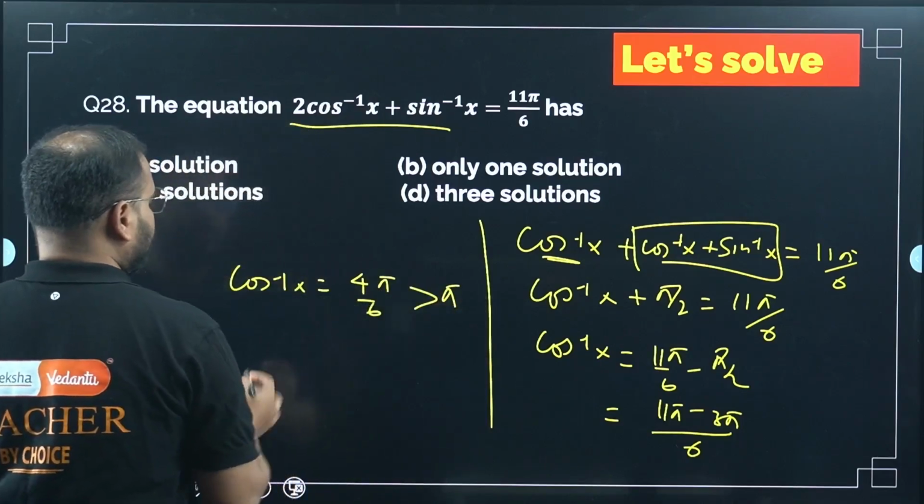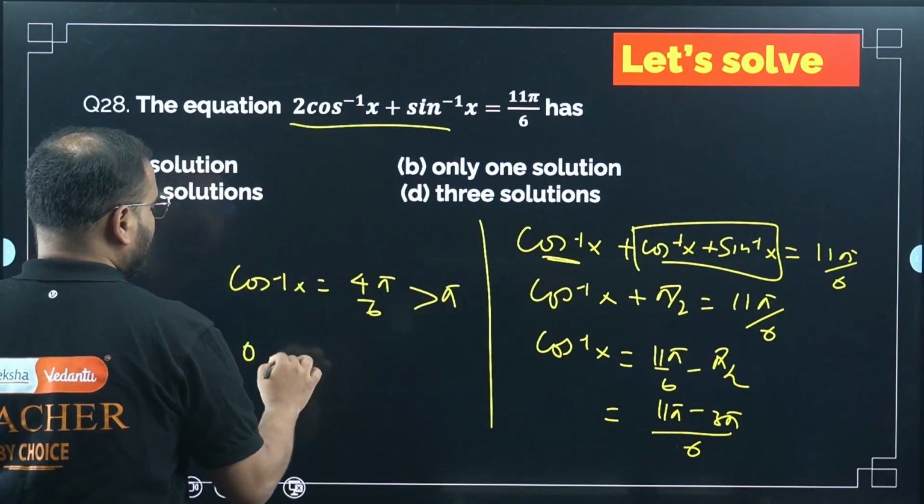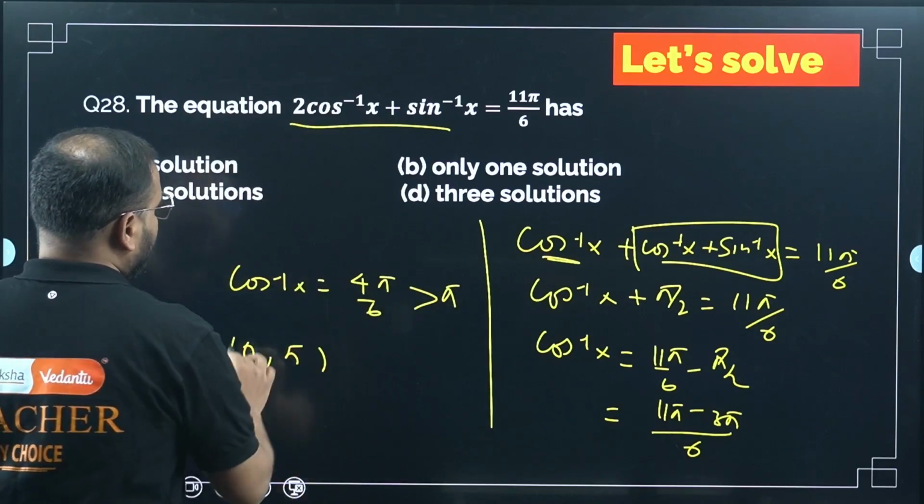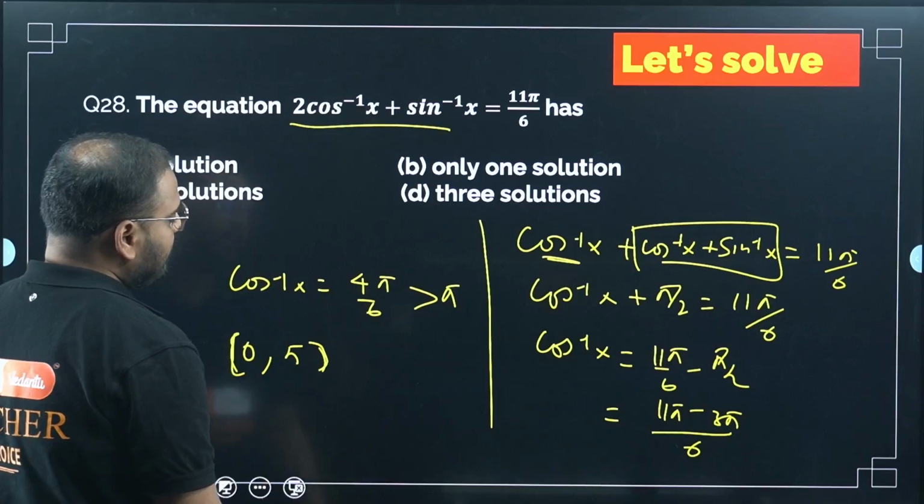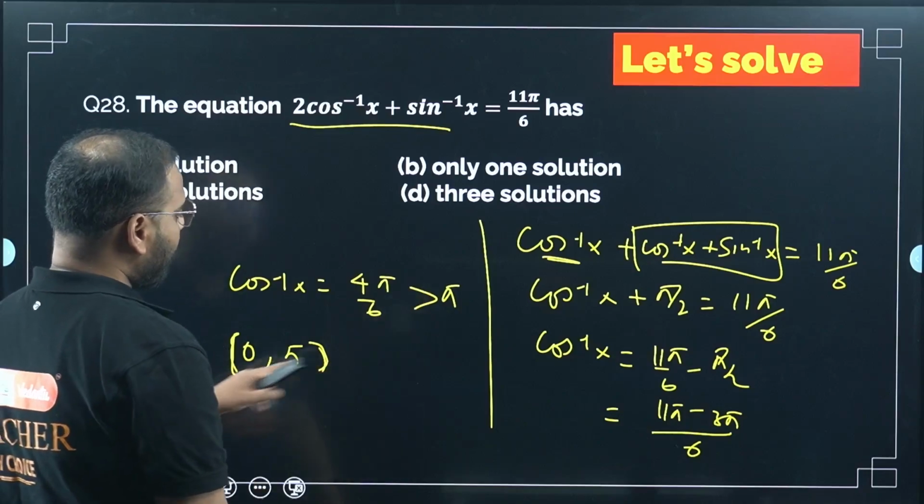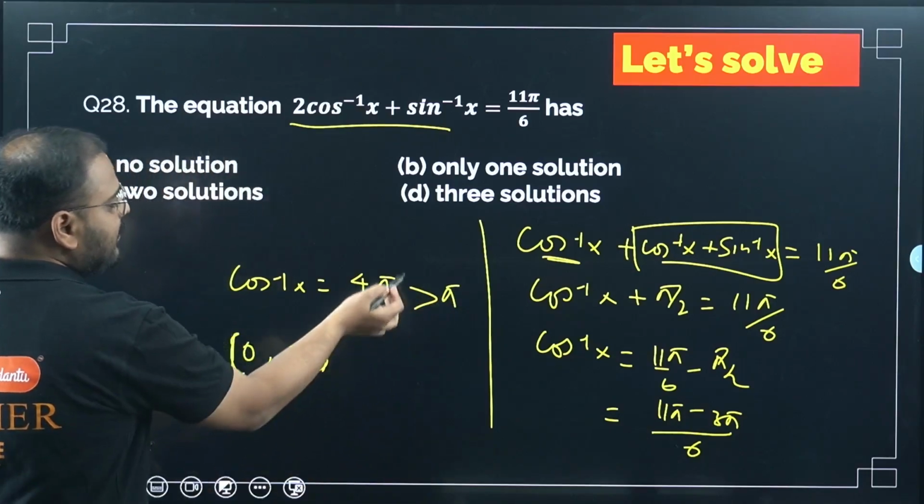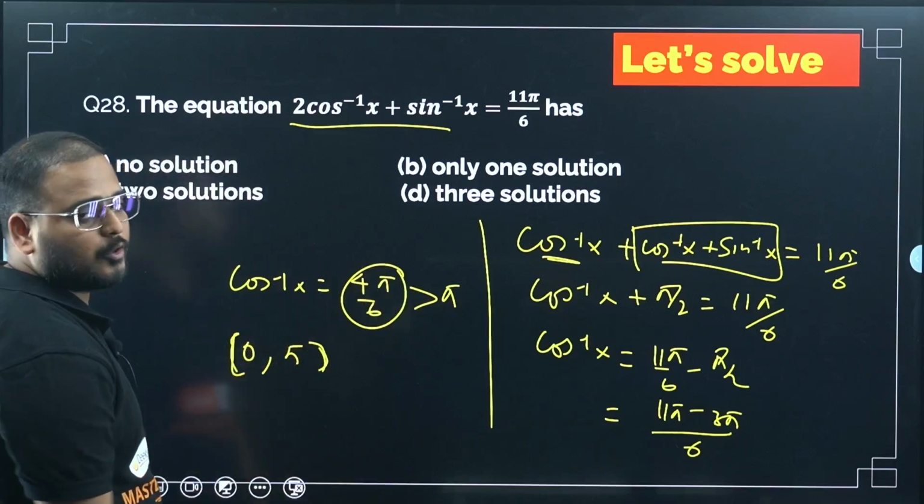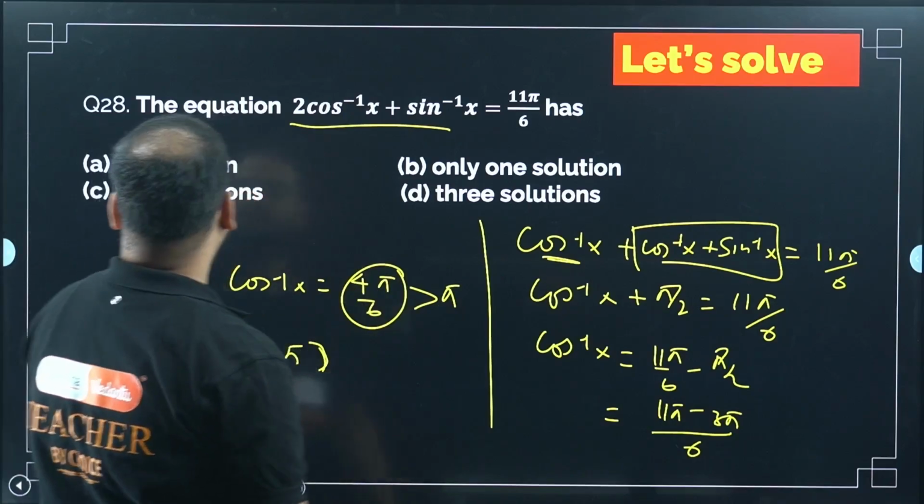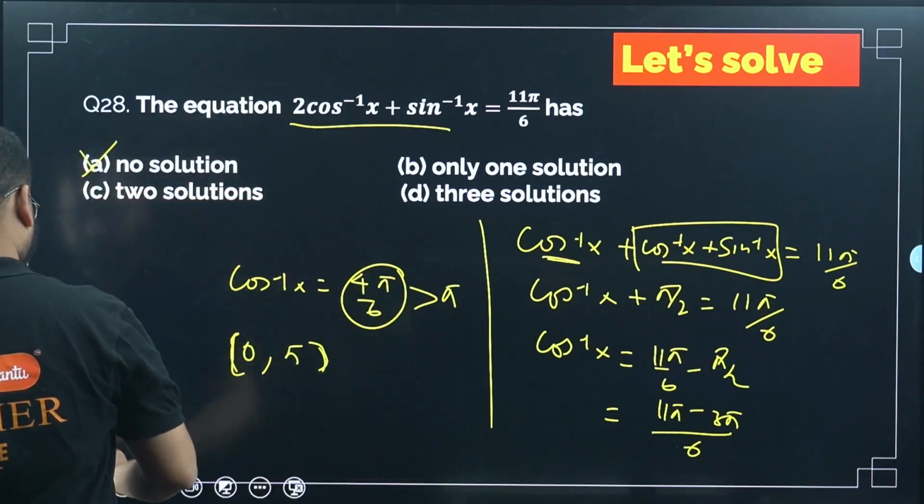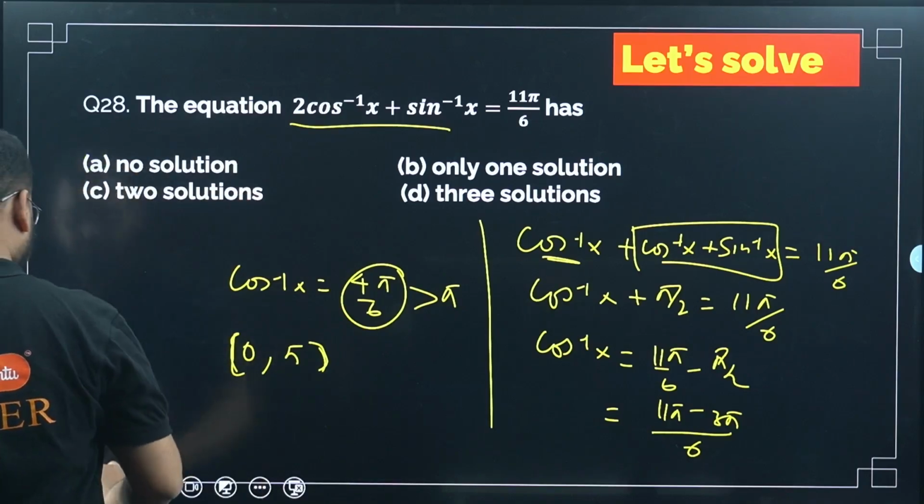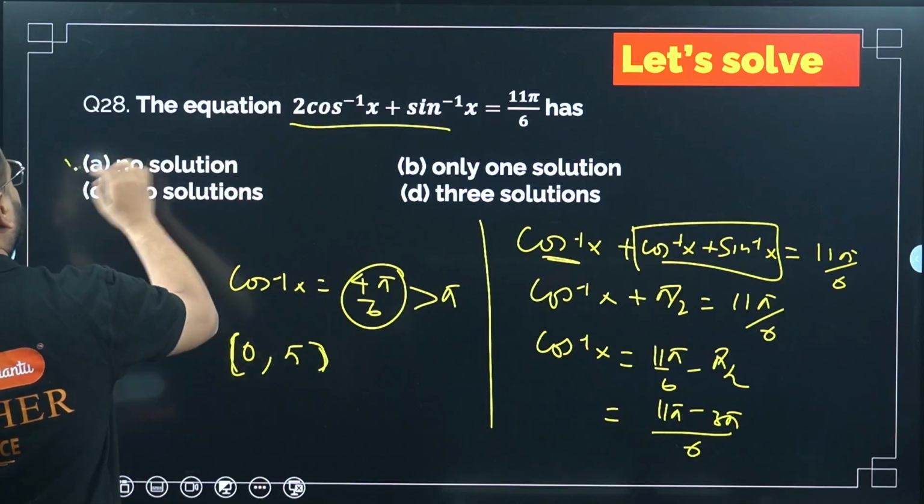What's the cos inverse domain? Sorry, range. 0 to pi, right? You can't take this. Any value more than pi will not be part of the range. So this is not defined. The answer is A.